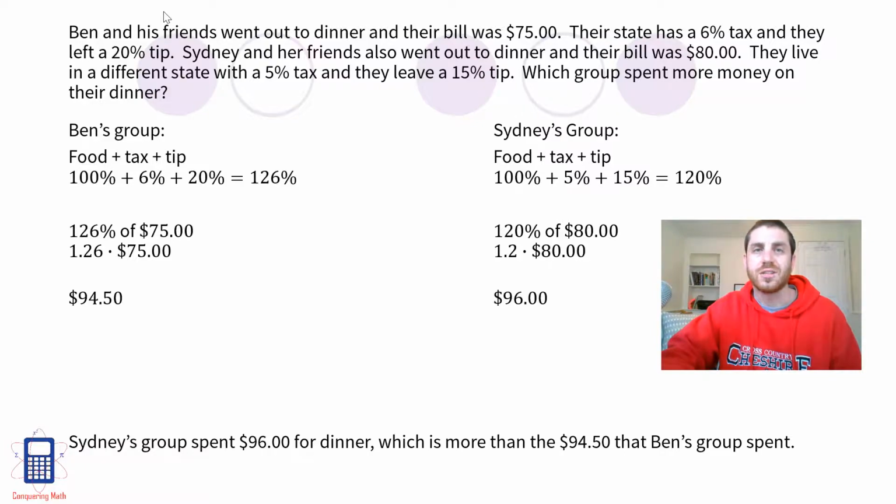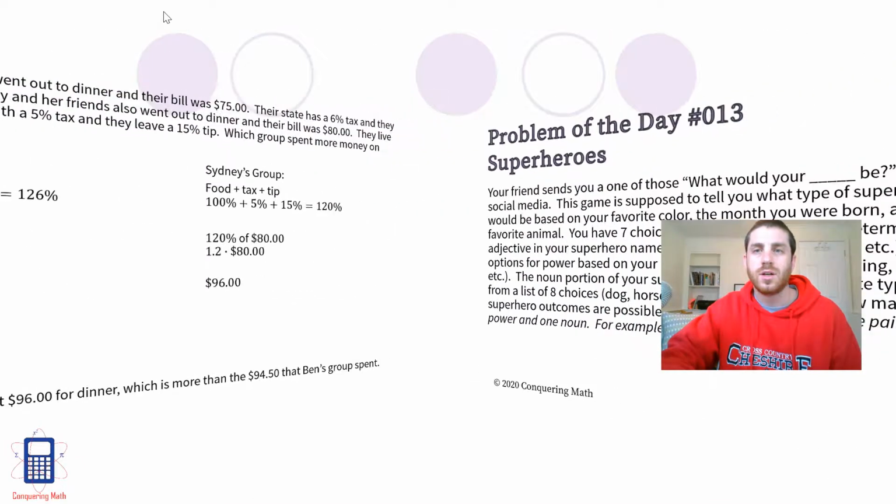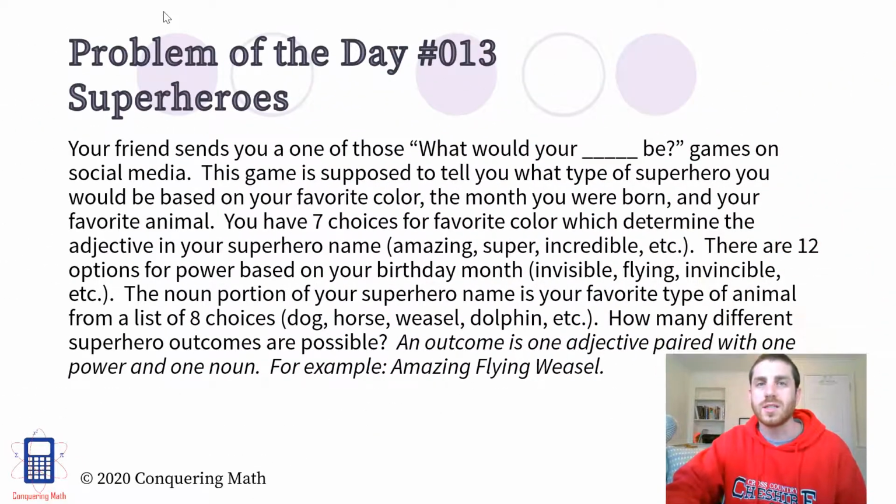Now let's take a look at the next problem. Problem of the day number 13, superheroes. Your friend sends you one of those what would your blank be games on social media. This game is supposed to tell you what type of superhero you would be based on your favorite color, the month you were born, and your favorite animal.